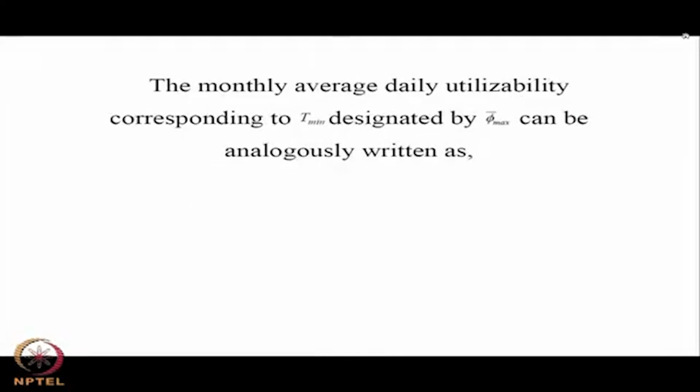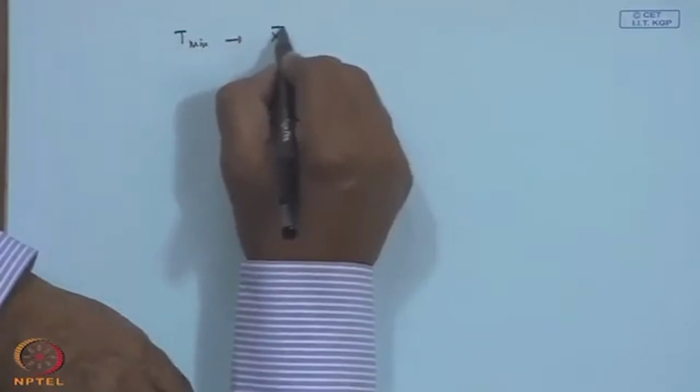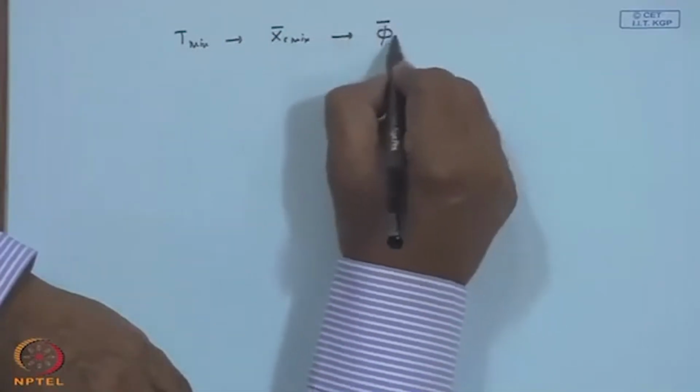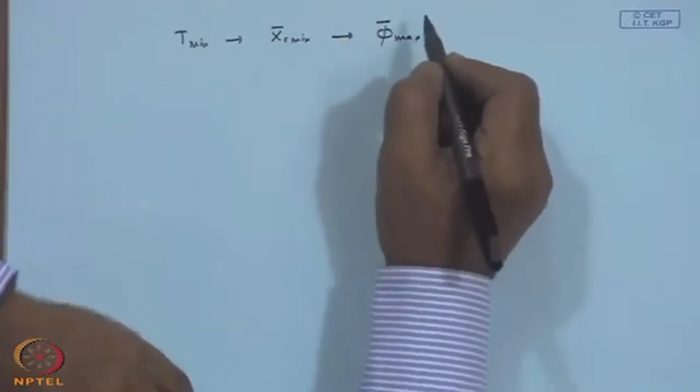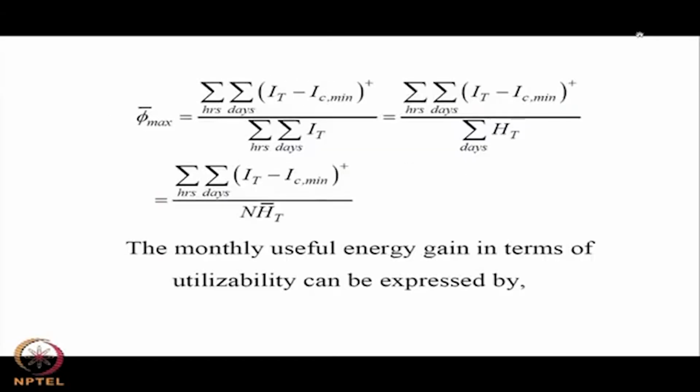So, if T minimum corresponds to x c bar minimum, that corresponds to phi bar maximum. That means this is the solar radiation that will be available to you above the critical level, corresponding to the temperature at which energy delivery at T minimum is desired. So, you can rewrite this equation.